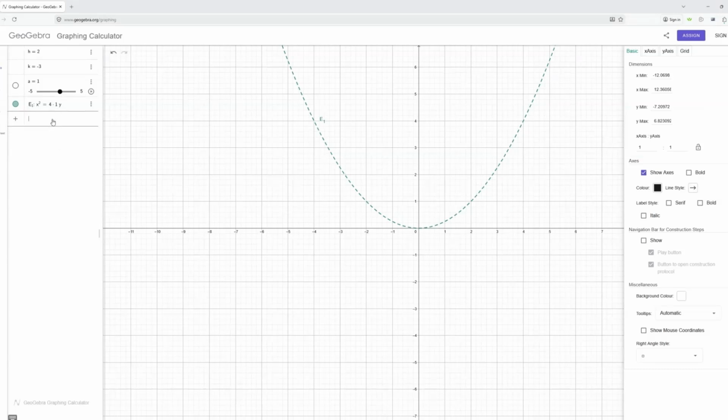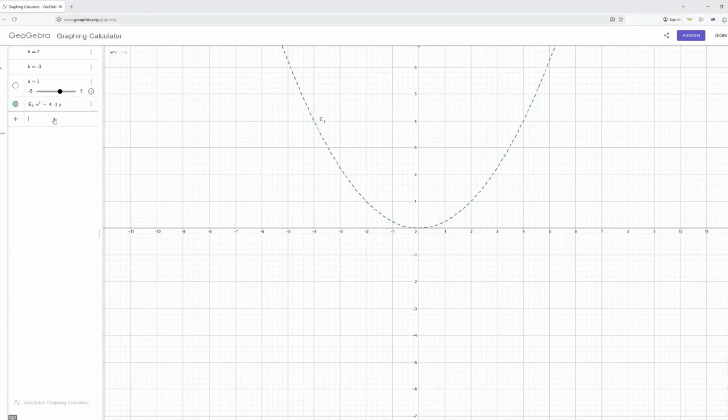And so now let's plot our translated parabola. And that is the parabola x minus h quantity squared is equal to 4 times a times the quantity y minus k.